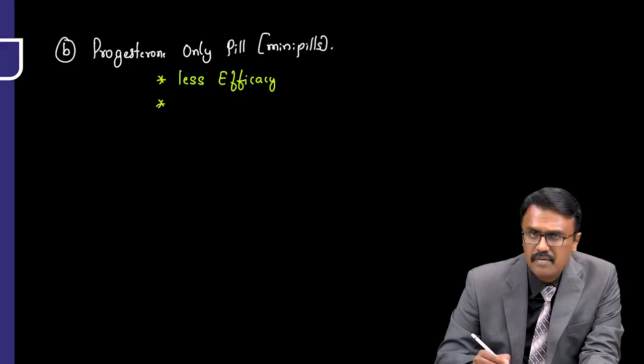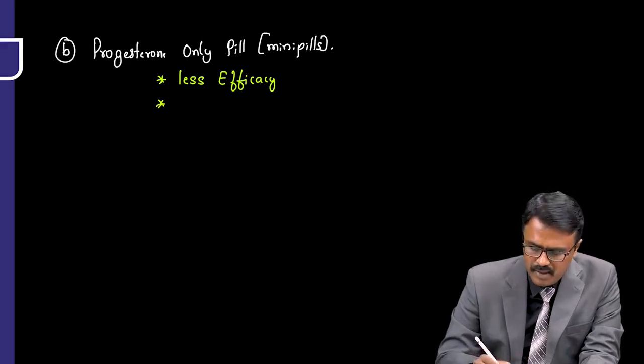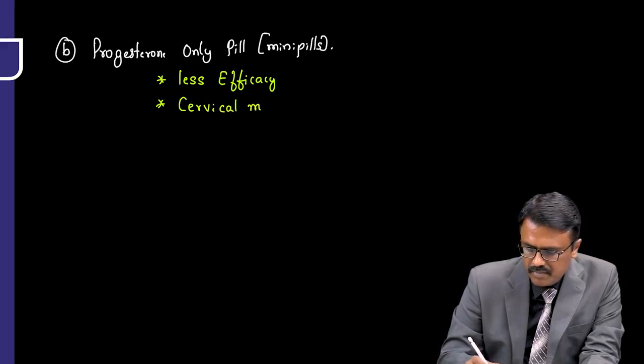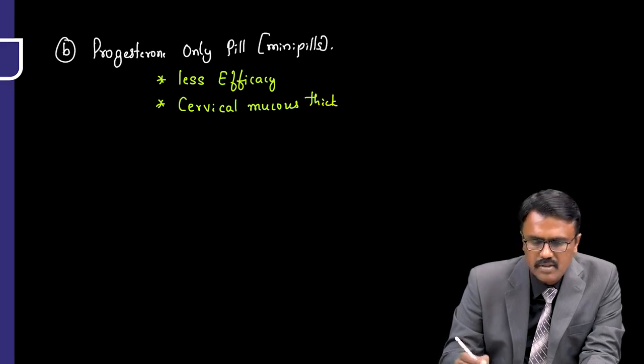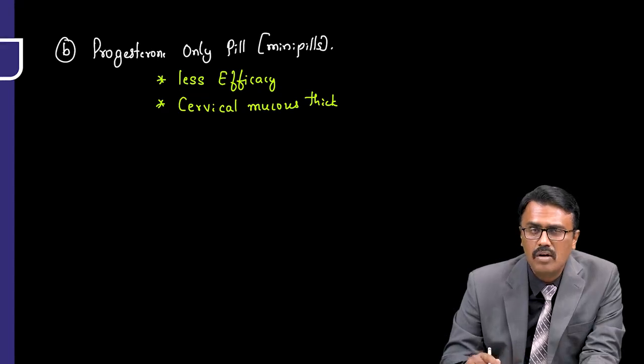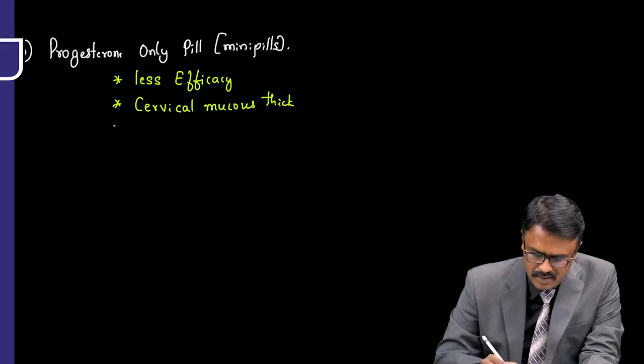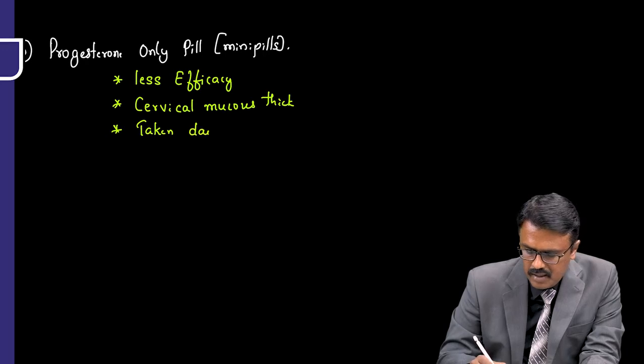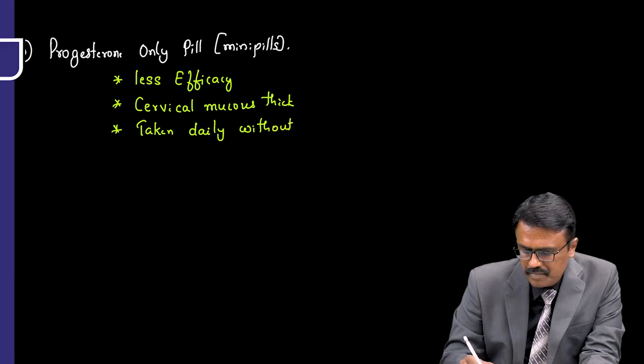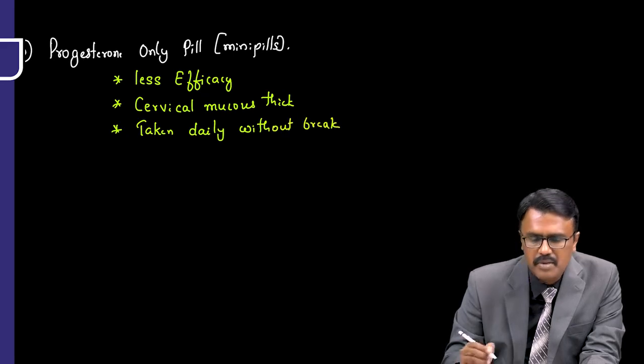And what is their major mechanism of action? They can do all the four, but they make the cervical mucus thick. So what happens if the cervical mucus is thick? It is not going to allow the sperm to penetrate. It is taken daily without any break. So that is a specialty of mini pill.